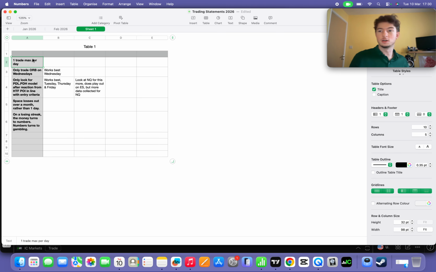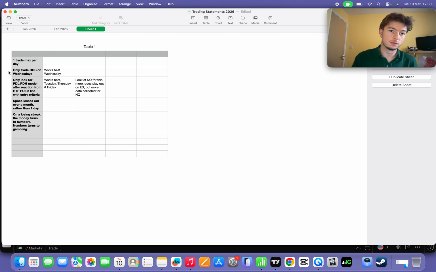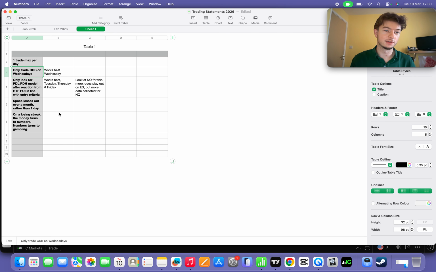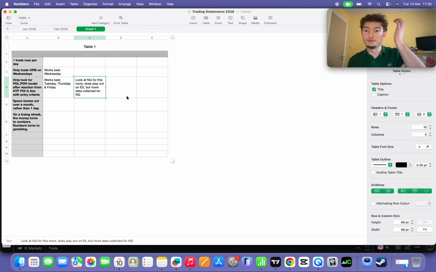So, just as a recap for myself, implementing these new trading rules, only gonna do the opening range break and retest on Wednesdays, and the previous daily low, previous daily high model works best Tuesday, Thursday, Friday, and plays out more on the NASDAQ just because I have more data for it on the NASDAQ.